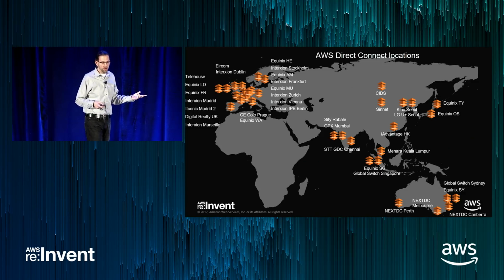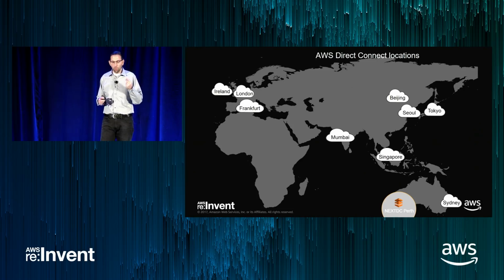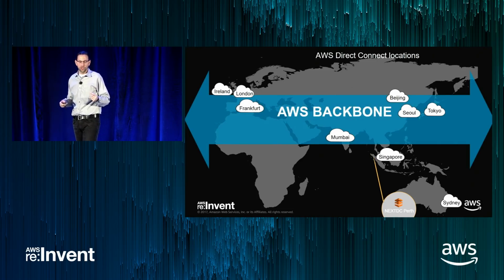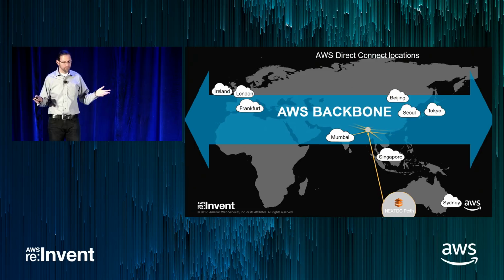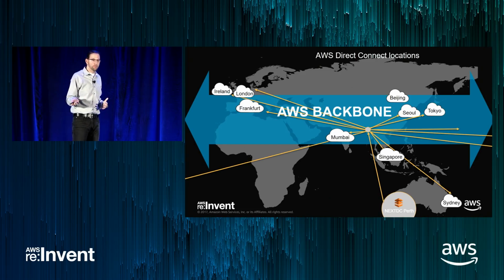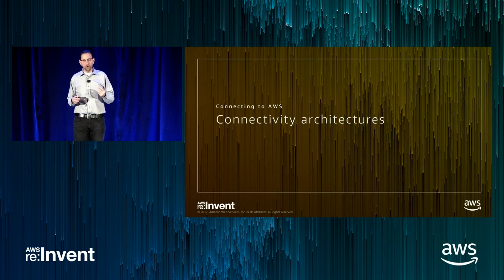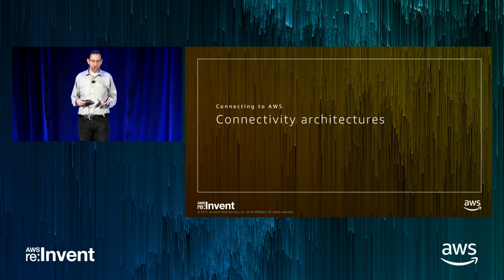Or as an example here, if we focus on the location in Perth, Australia, that one location could be an entry point to your entire AWS footprint. Via the backbone, it can connect to VPCs in Frankfurt or in Singapore or in Sao Paulo, etc. So this is a major and fundamental change in how we look at this service. But before we get into the specifics of how you gain access to resources, let's take a quick step back and talk about the different connectivity architecture options that there are.